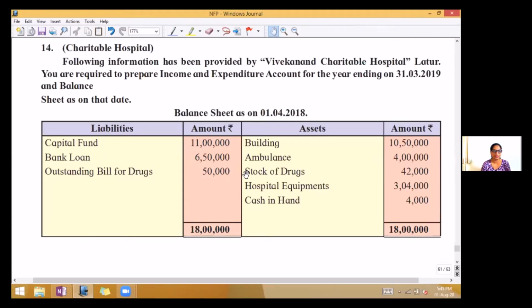So on the liability side, we have the capital fund, bank loan, and outstanding bill for drugs. On the asset side, it is building, ambulance, stock of drugs, hospital equipments, cash in hand.